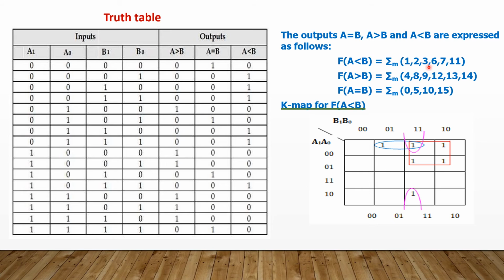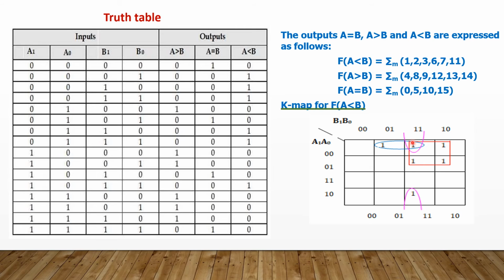Now you can represent the same thing in your K-map. As I told you, since there are 4 input variables, we have to use a 4-variable K-map. What are the inputs? A1, A0, B1, B0. We have to write them in the same order. Then we write the binary notation for the K-map, and we have to represent 1, 2, 3, 6, 7, 11. If you know the number system, you can straight away represent them in your K-map.